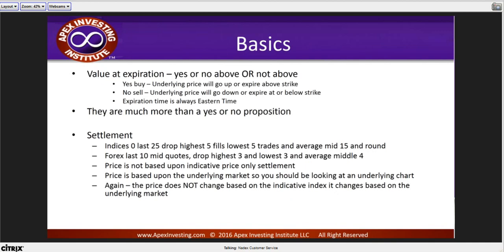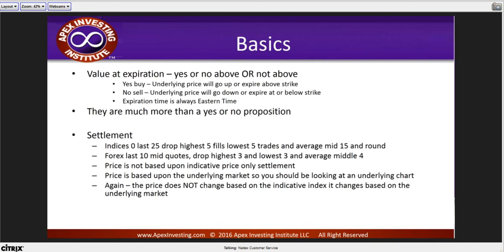If you buy a binary, you're assuming that either the underlying price will go up or expire above the strike. Is this essentially what you're saying? If you sell a binary, you're saying it won't be above the strike at expiration. You're thinking the price will go down or expire below the strike, at or below the strike. That at or below, by the way, is very important.